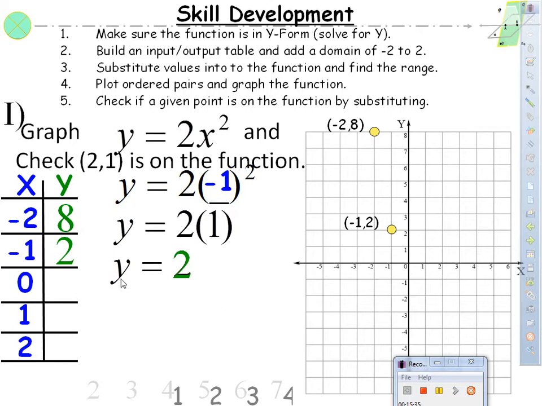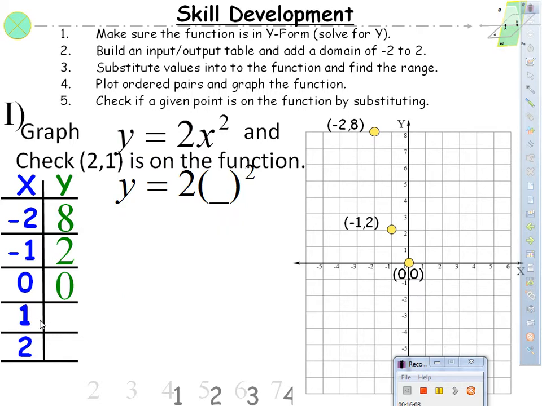Next, substitute 0. What is 0 squared? And 2 times 0? So that's 0 there, and that's our point of origin. We plot our point right there. Label it (0, 0). So far, so good? Next one, substitute 1 in there. What is 1 squared? 1. So what is 2 times 1? 2. That goes there.